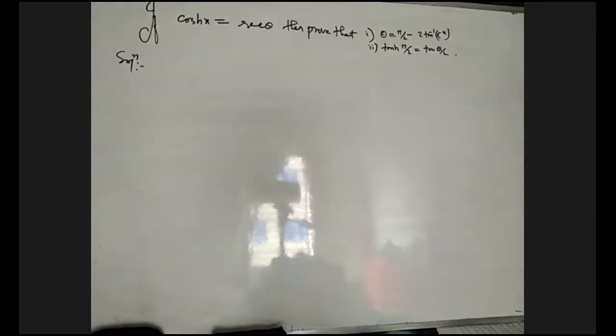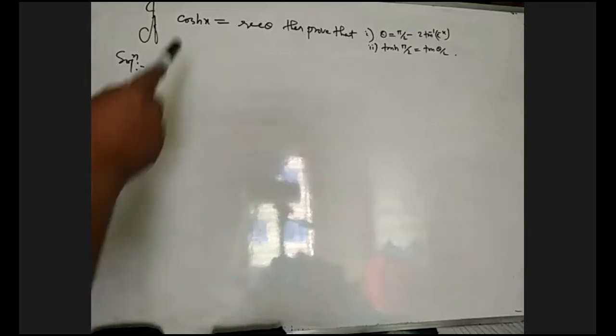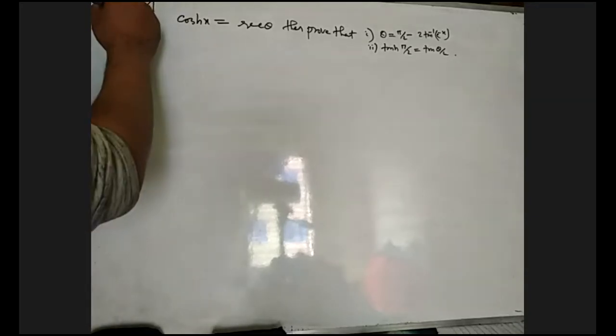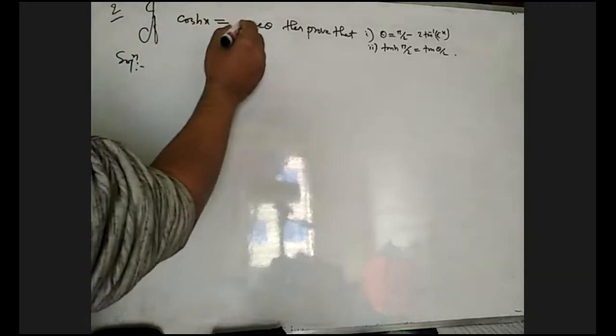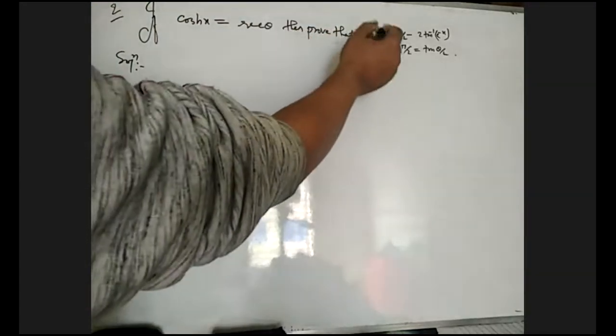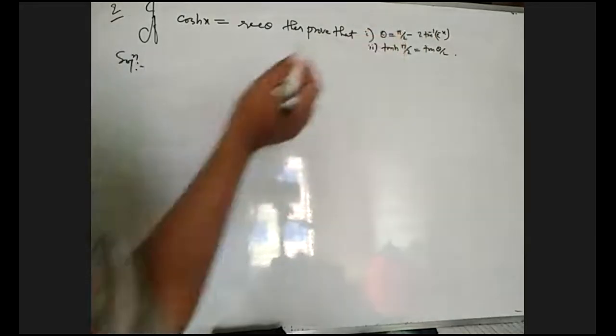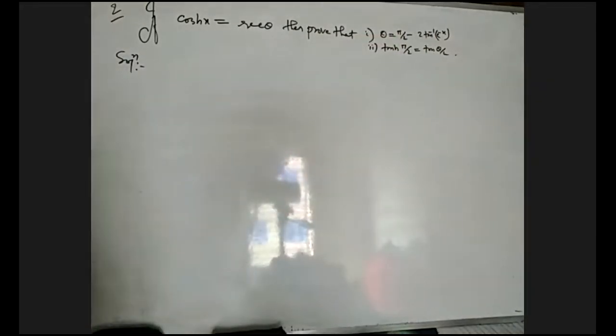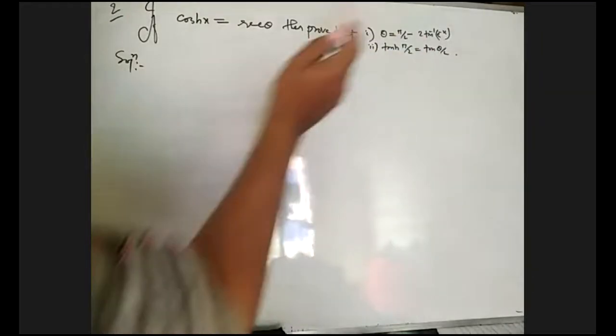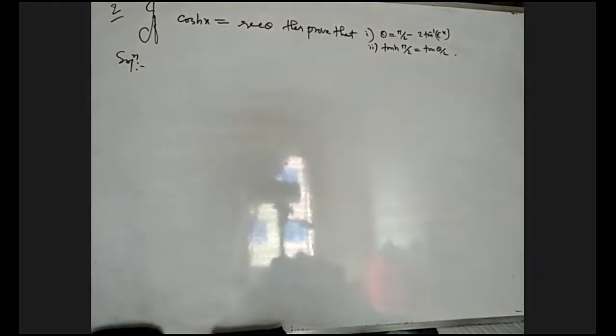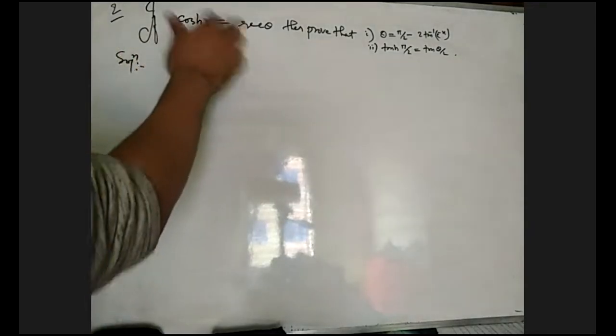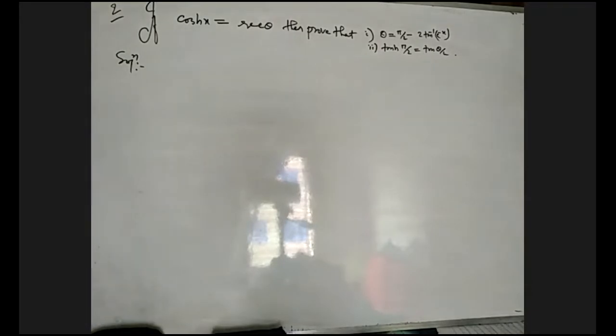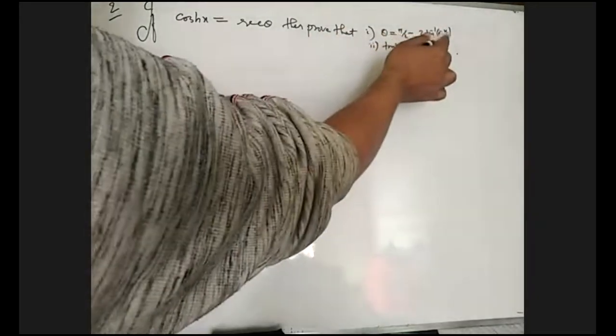Now another example, this is example 2. If cosh x equals sec theta, then we have to prove two conditions: theta equals pi by 2 minus 2 tan inverse e to the power minus x, and second, tanh x by 2 equals tan theta by 2. So we are given cosh x equals sec theta, and we have to prove tan inverse e to the power minus x.